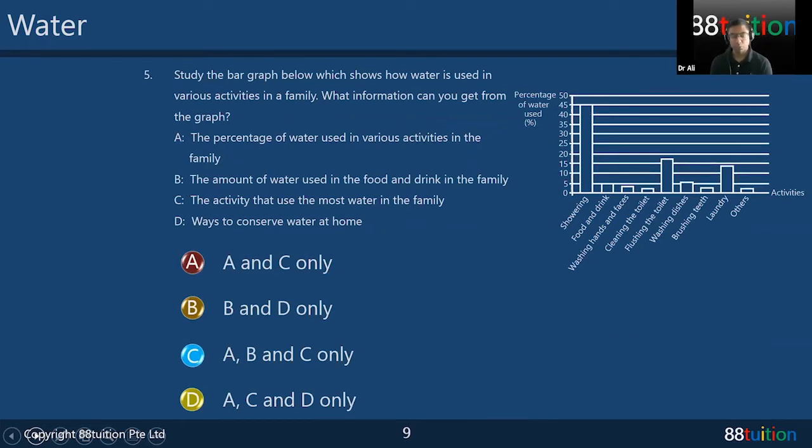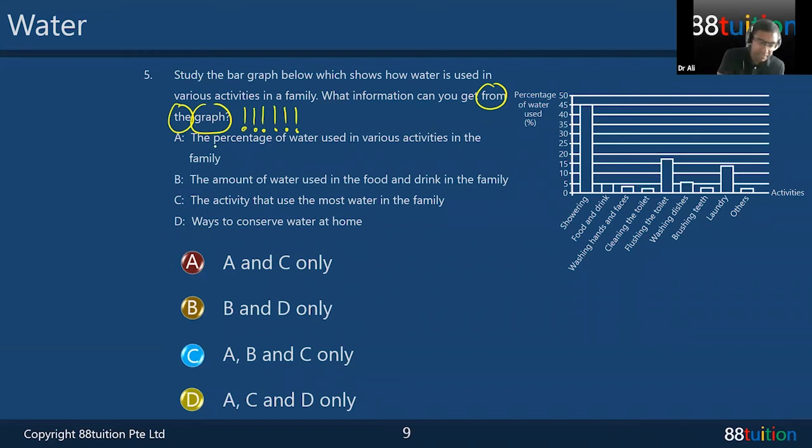Study the graph below, which shows how the water is used in the various activities in a family. What information can you get from the graph? This is the most important thing I need you to pay attention to, because later I will show you another example where the question is important. Some of the options here may be true, but may not be applicable to the question. So you need to see whether you can get this data from the graph or not.